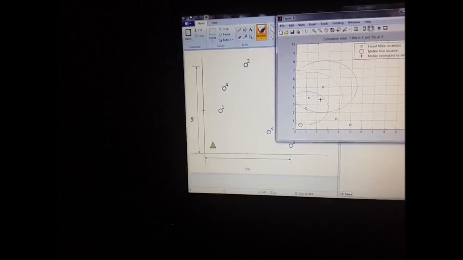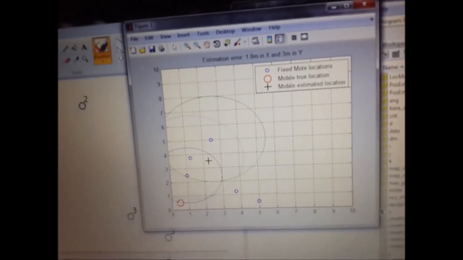There we go. As you can see here, we're still seeing only mainly 3 motes, so we don't get a very good estimate of where we are. The error is about almost 50% in X and over 50% in Y.